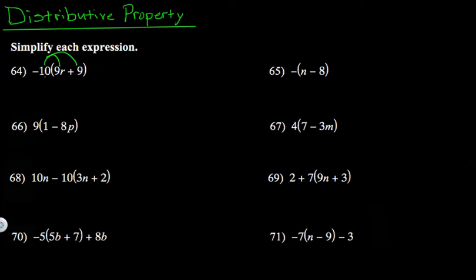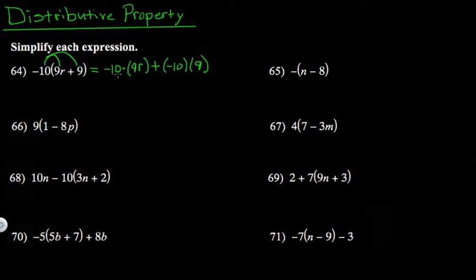So the way it works is like this. This expression becomes negative 10 times 9r plus negative 10 again times 9. All right, so I multiplied negative 10 by 9r, and then I multiplied negative 10 by 9. So each of the terms inside of the parentheses gets multiplied by whatever's on the outside. If there were 3 terms inside of the parentheses, all 3 terms will be multiplied by whatever's on the outside. But in this case, there's only 2 terms.